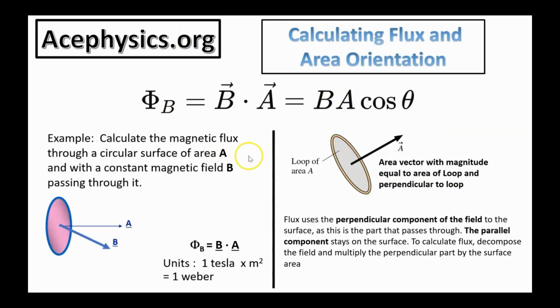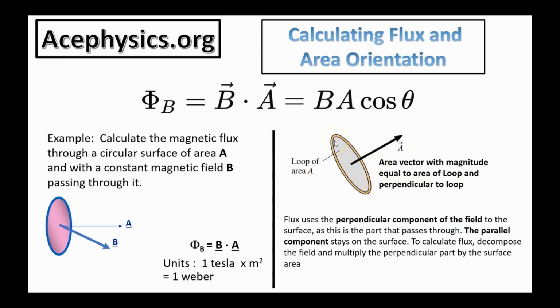This is the formula to calculate flux. In this case, it's magnetic flux. The formula is the field vector, and you take the dot product of that with the area vector. And in physics, the area vector is defined as a vector which is perpendicular to an area that you're interested in discussing. As an example, this is a circle.